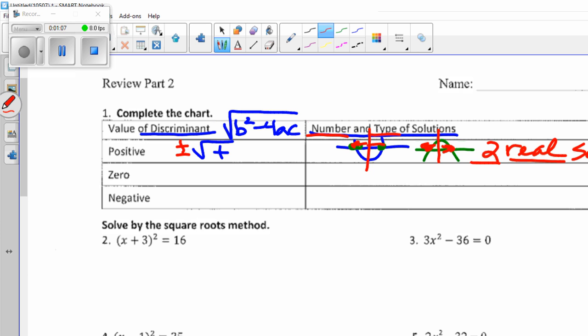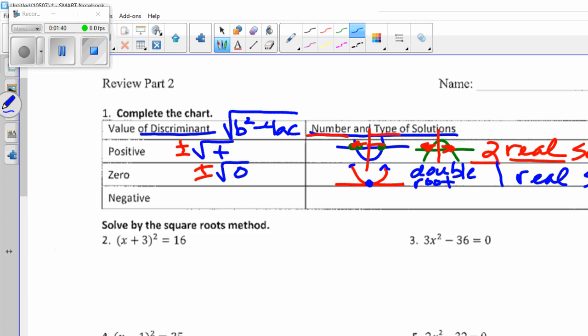Now, if the discriminant is 0, and then I have plus or minus 0, well, that doesn't add a number to the right or to the left. So that means I'm actually going to be touching, tangent to the x-axis. So it only crosses the x-axis one time. So I have that double root. That means I have one real solution.